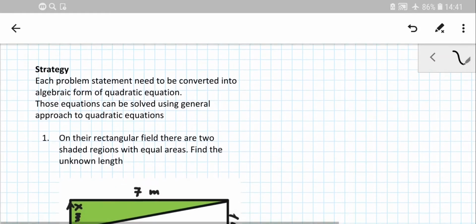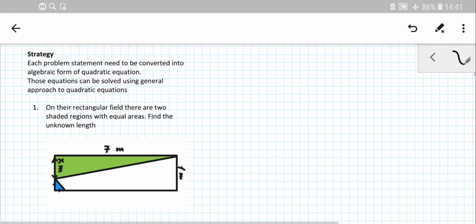We've got lots of stuff to go through, but the main strategy is that the problem has several statements, and each statement you need to convert into algebraic form, so that finally it will form some quadratic equation. That equation can be solved using the main approaches for quadratic equations. There might be factorizing, there might be use of the quadratic formula.